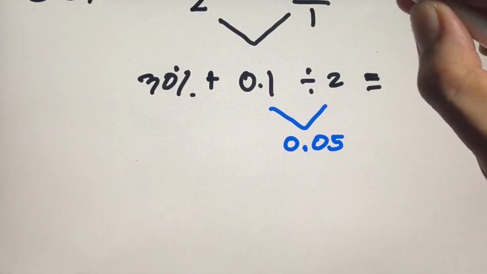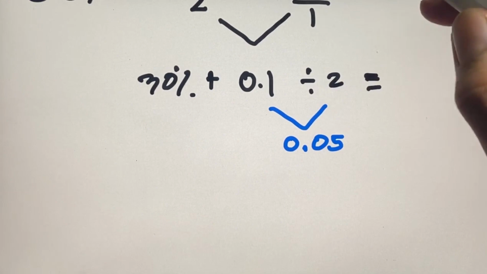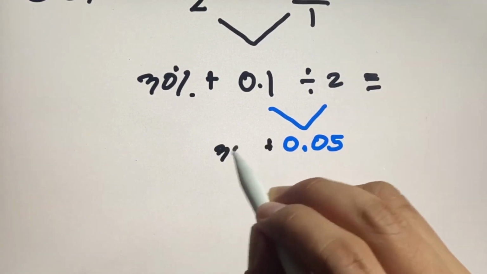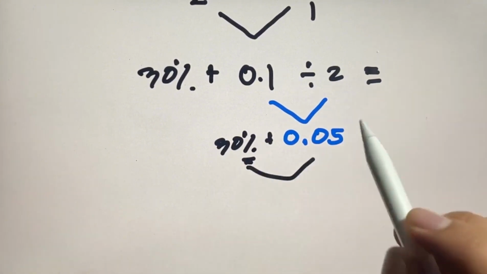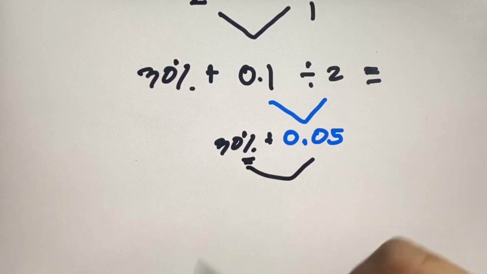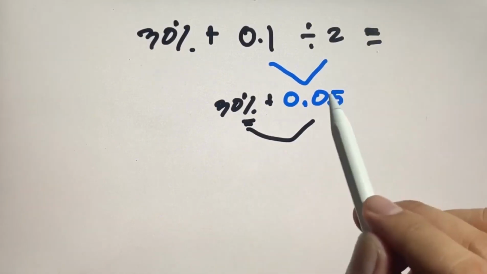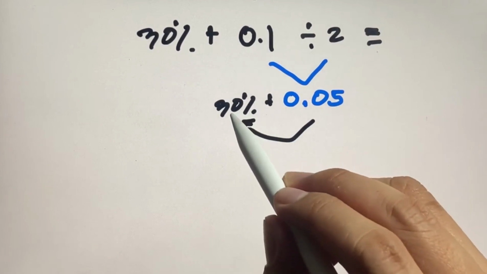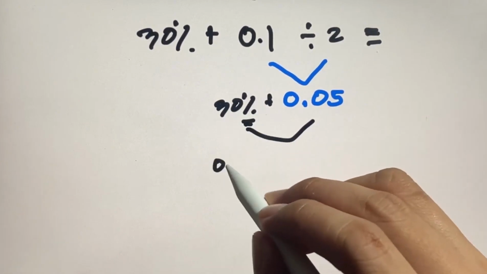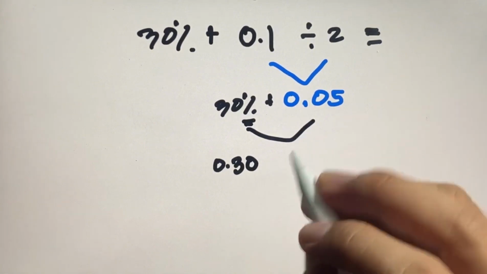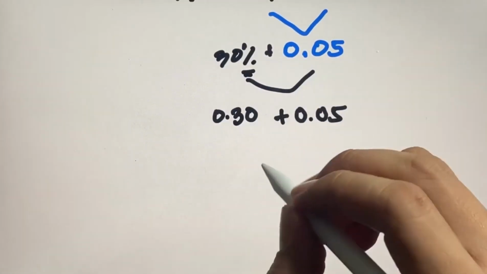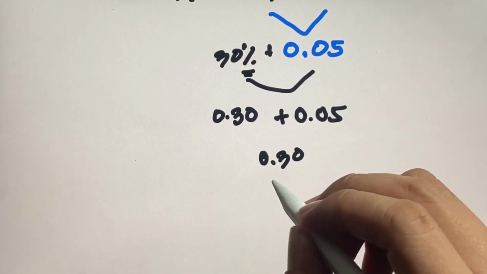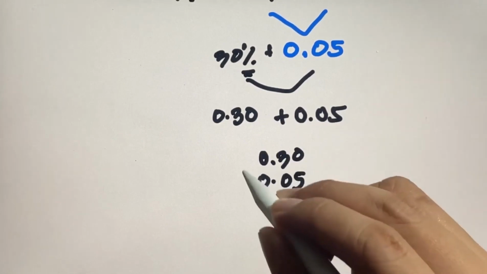So the last step would be adding that one to 30%. And as you can see, if the form still has a percentage symbol, we can't add this one. So we need to convert this one into its decimal form first before adding. So therefore, the decimal form of 30% is 0.30 or just 0.3. So adding that to 0.05 is very simple. You just have to align their decimal point. So therefore, that would be just like that.